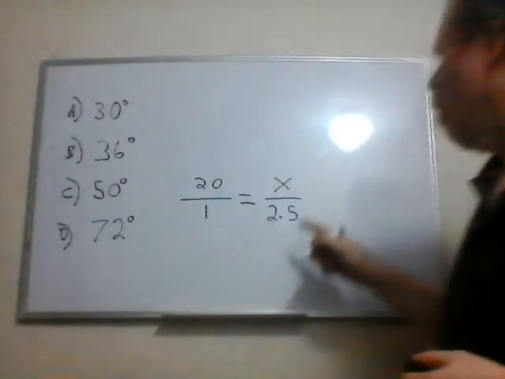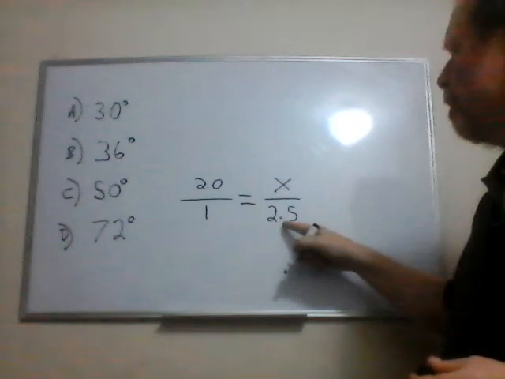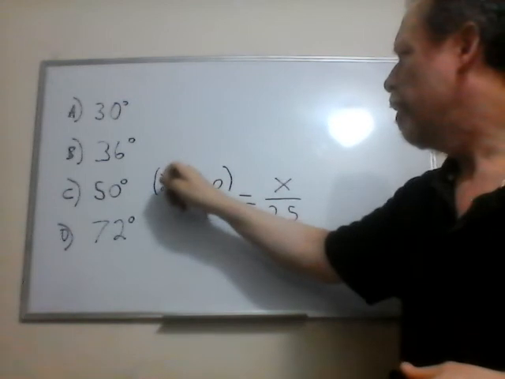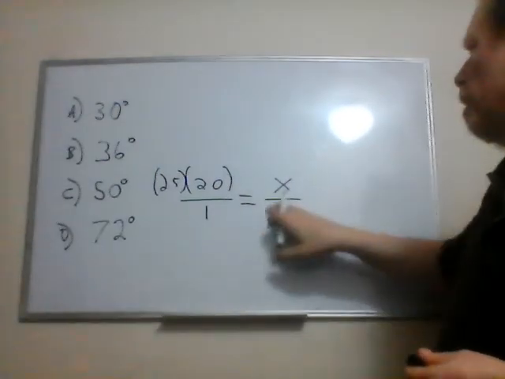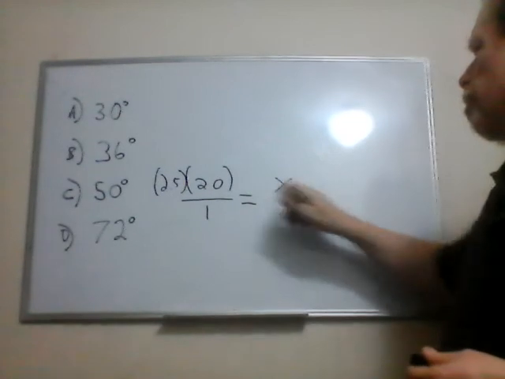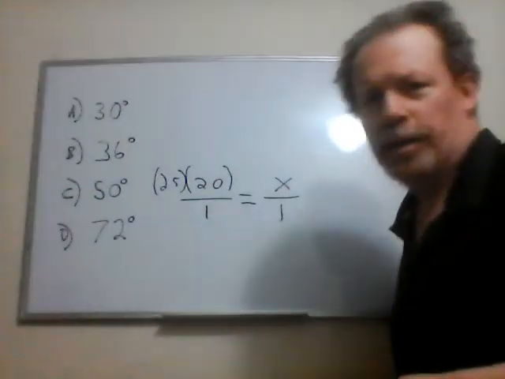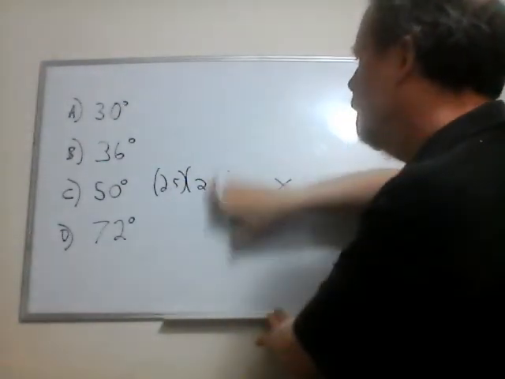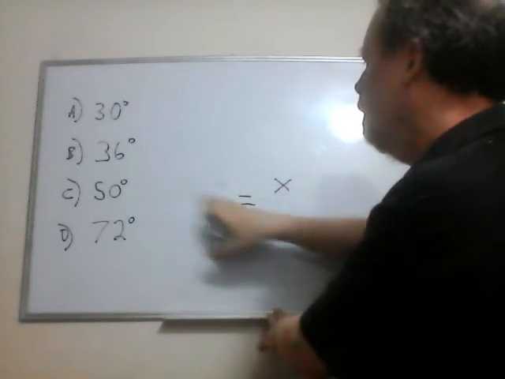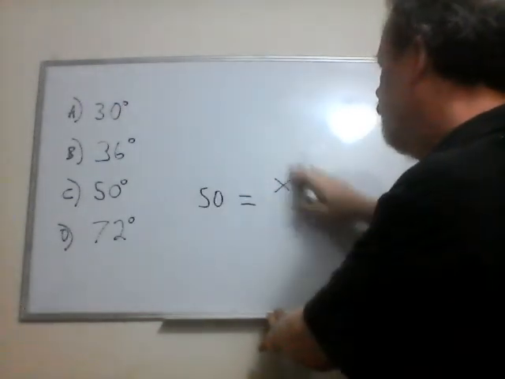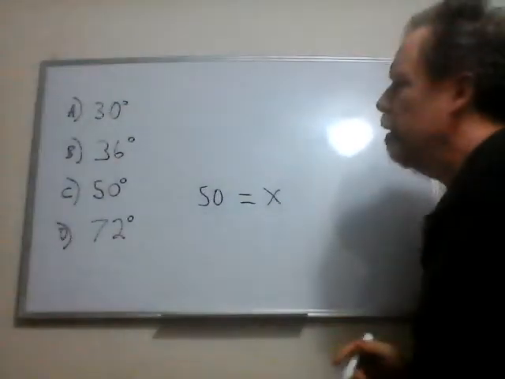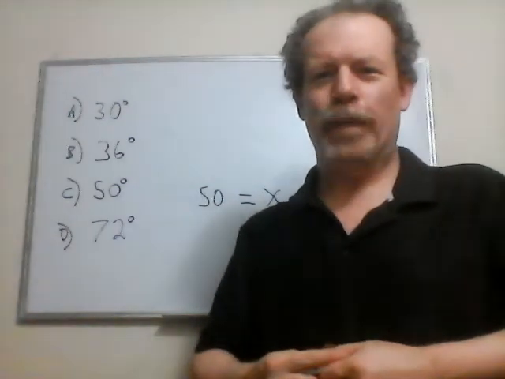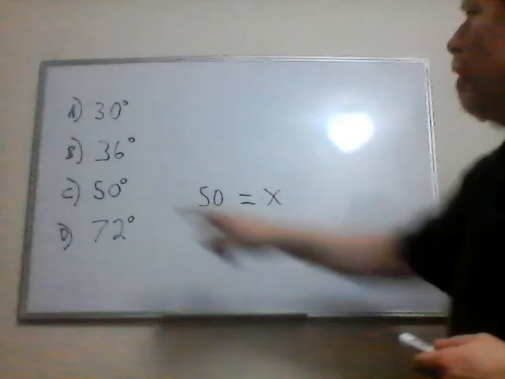From there, I want this x all by itself. So what I'm going to do is the standard diagonal maneuver. 2.5 times 20. And then I have these two unnecessary invisible denominators that can go away. There. 2.5 times 20. Hopefully you can do that in your head. That should be 50. There. x equals 50. And this is a little clumsy because this is take 1, but take 1 is fine. Okay, so that's 50 degrees.